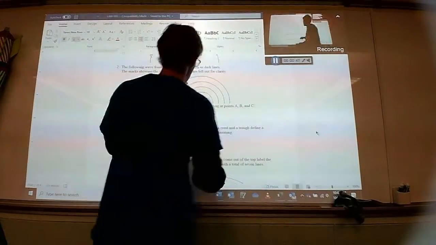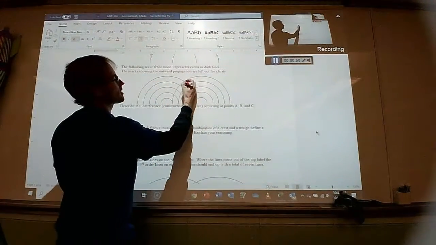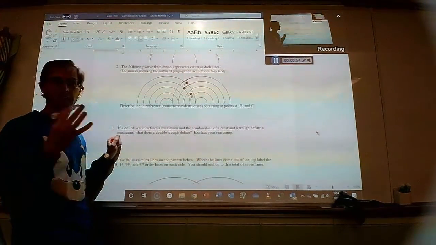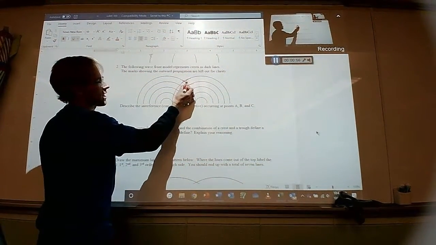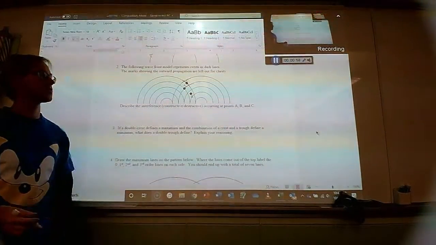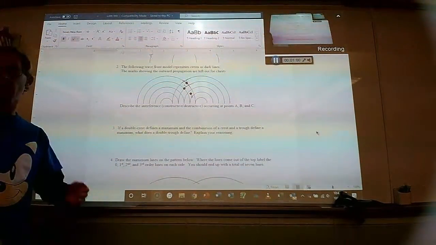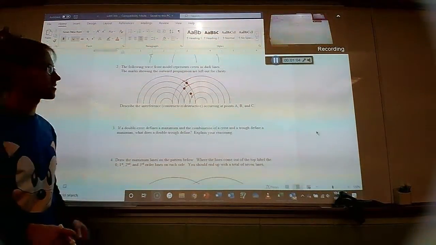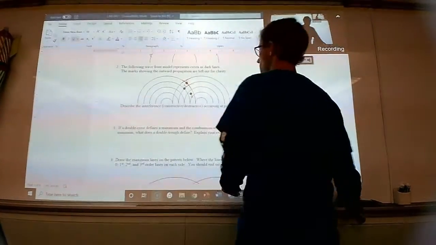Destructive, because we are in between these 2 crests, so that means there's got to be a trough there, and yet we are right on with this crest. And so there's a crest there. And so where you've got a crest and a trough, that means you've got destructive interference. So C is destructive. What about A?